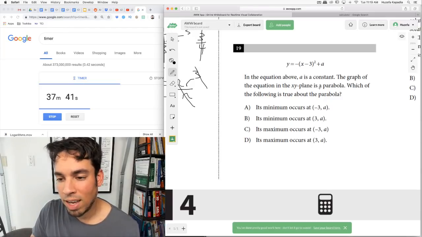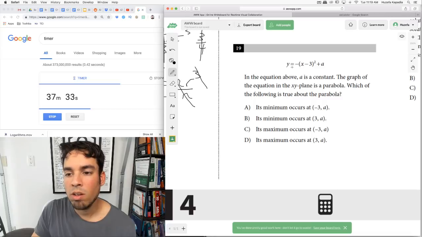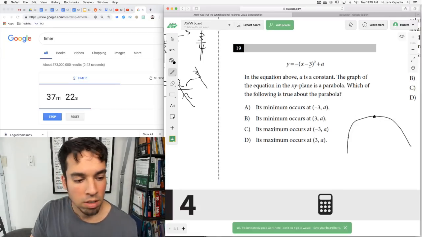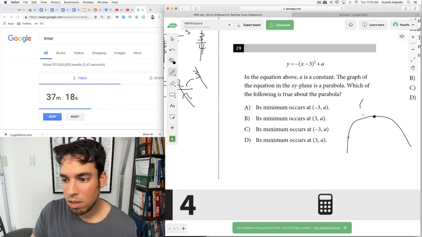Next, in the equation above, A is constant. The graph of the equation is a parabola, of course. Which of the following is true about the parabola? Okay, first of all, it's negative in front, so I already know it's going like this. And it doesn't have a minimum because that's negative. It has a maximum. And the maximum occurs, this is in vertex form. So the vertex is at 3, comma A.